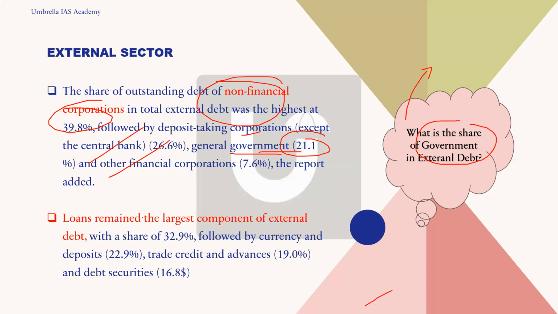Next, loans remain the largest component of external debt. Rest is deposits, like non-resident deposits, which also come under external debt. Next, there are trade credit and advances, which are given for exports and imports. And then there are debt securities, like from multilateral or bilateral sources. So what is the highest again? The highest is basically the loans part. Then comes currency and deposits. This is the information given in the recent article, and it has also been discussed in the review. Especially external debt, these basics you have to know.